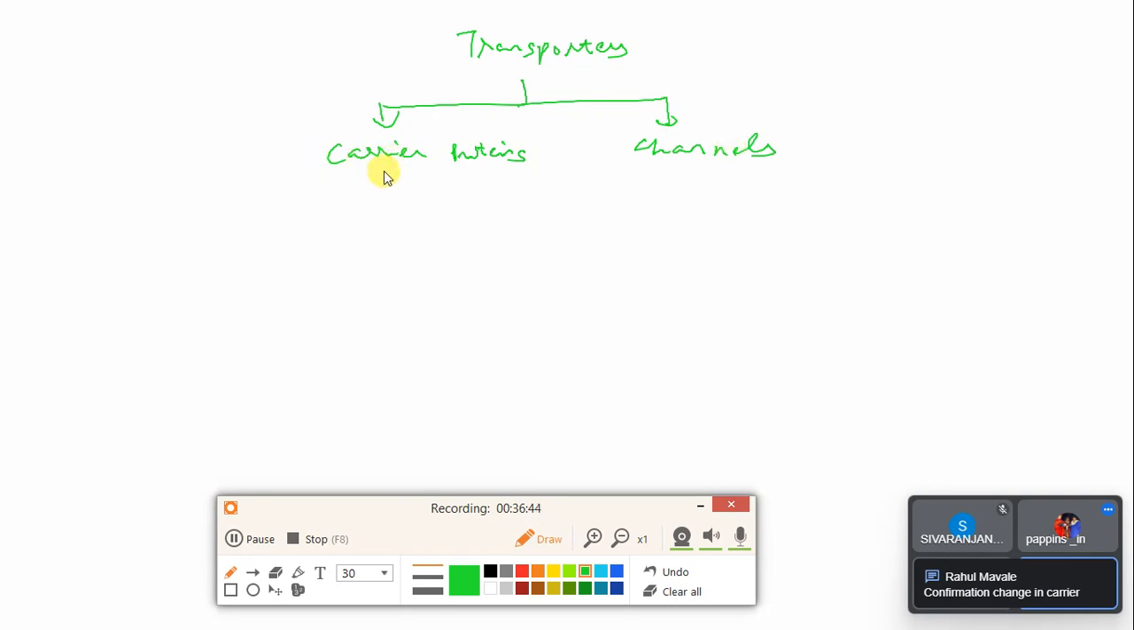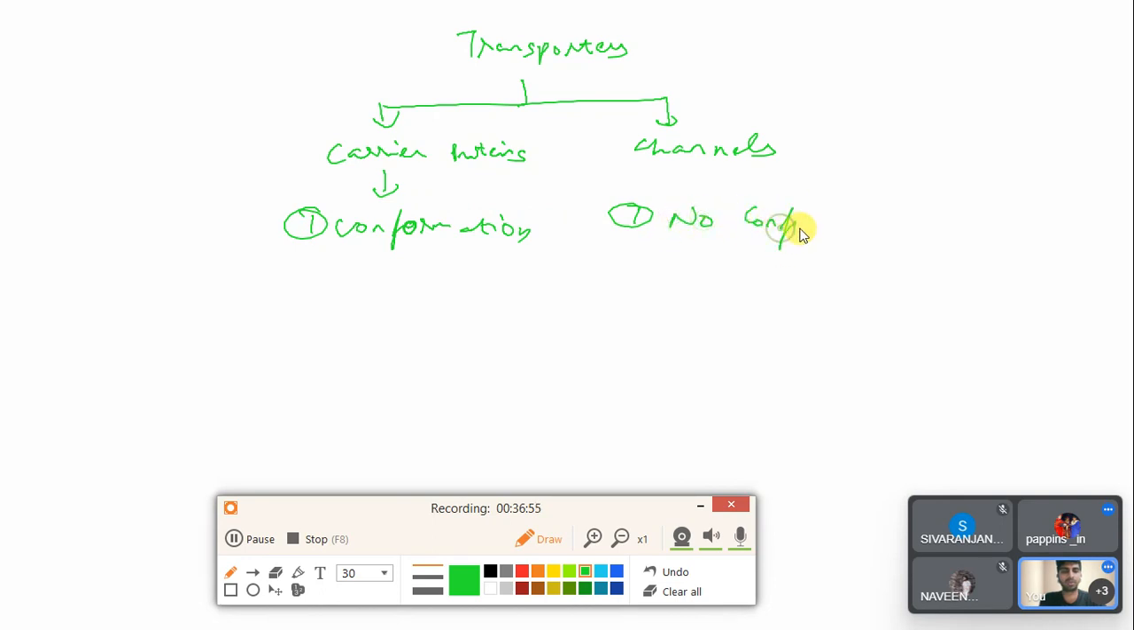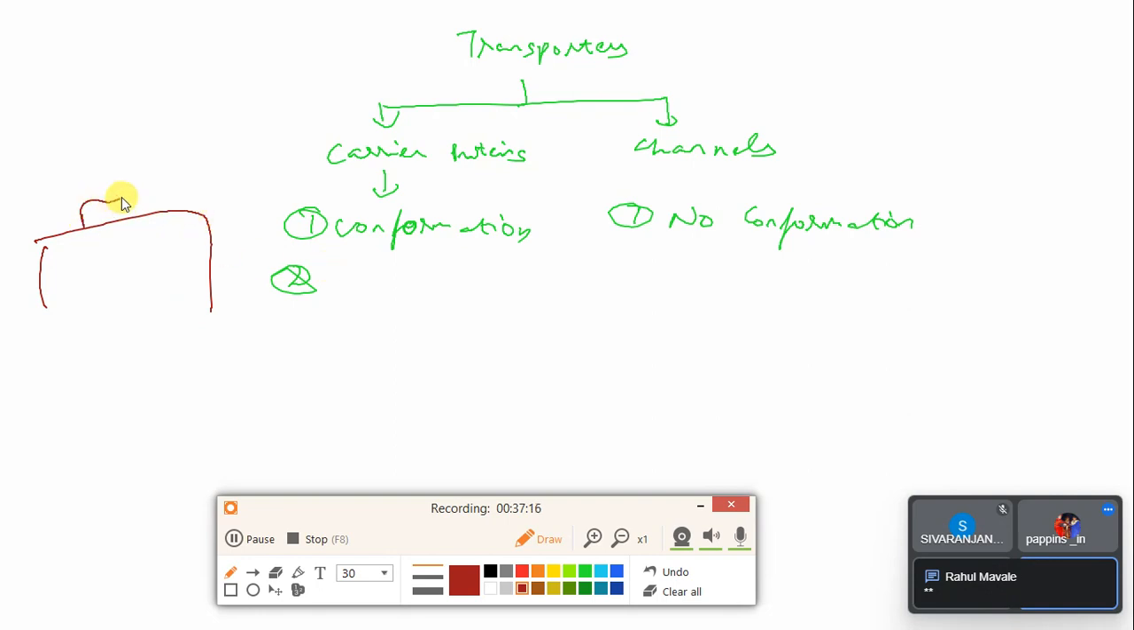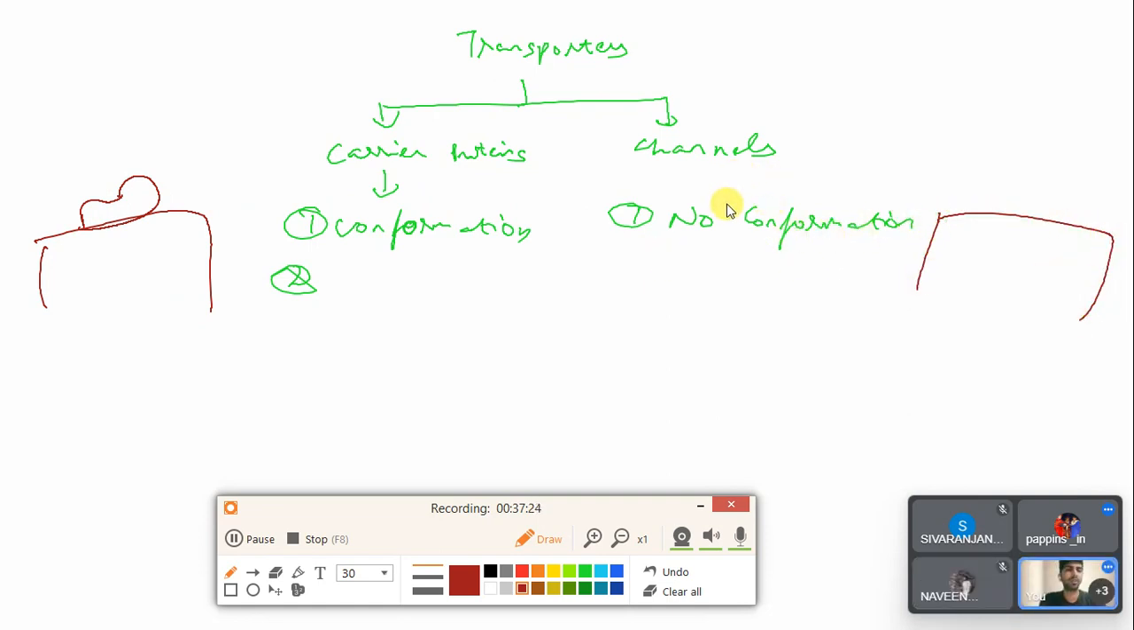Yeah, conformation, that is one of the major differences, conformation change. So here there is no conformation change. Anything else? So when we talk or think about channels, we think of a structure like this, right? And this is the carrier protein.